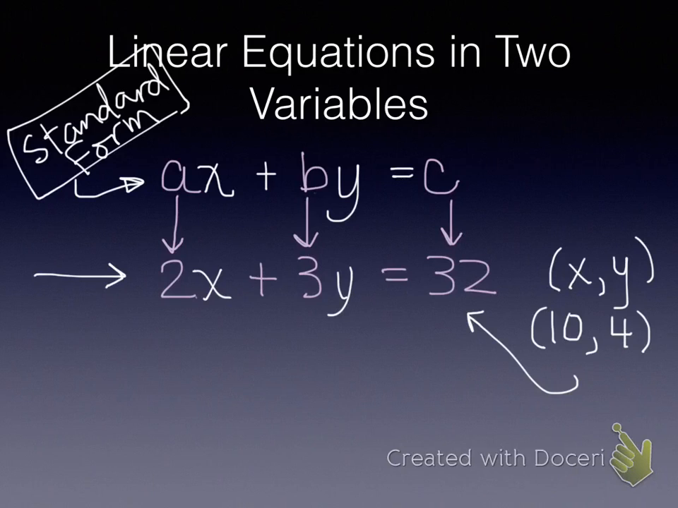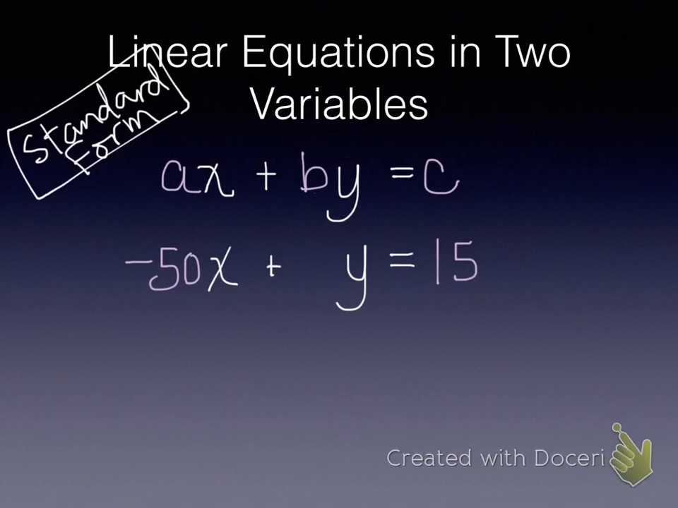Okay, so let's look at a different linear equation here. In this case, A is negative 50, C is 15, but what is B? Yeah, B is 1, but we don't have to write it because a coefficient of 1 doesn't change anything when we're evaluating it. But B is 1.